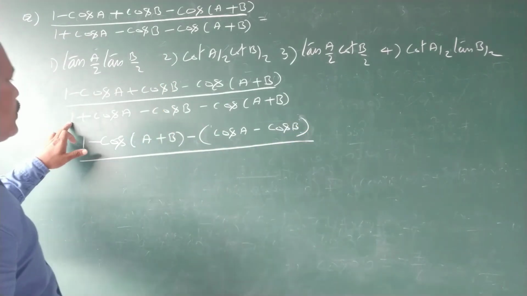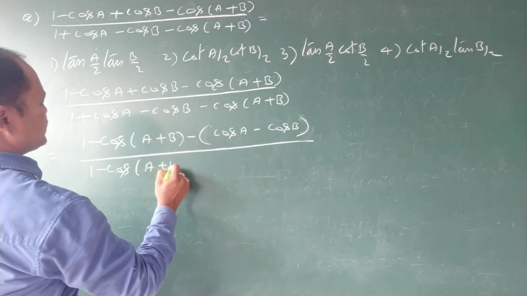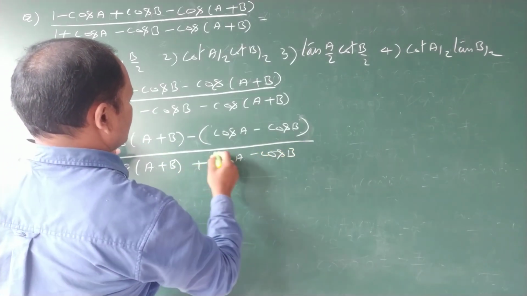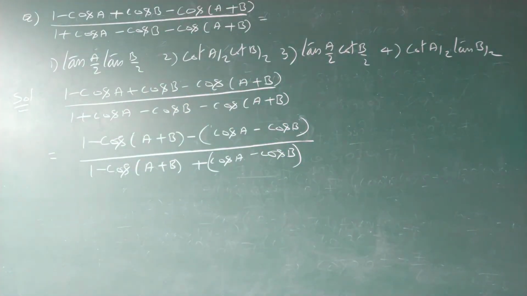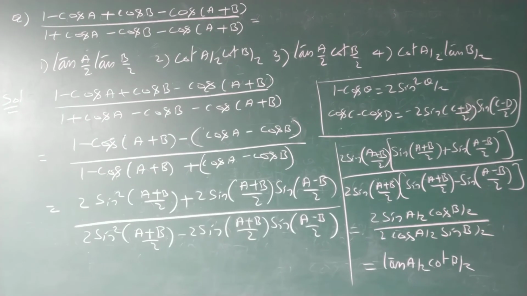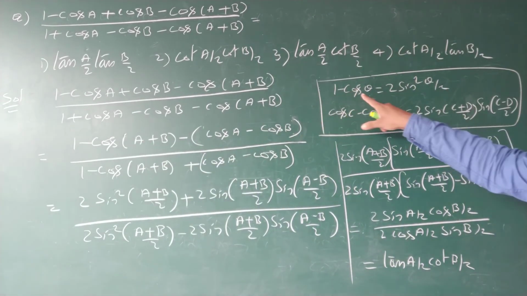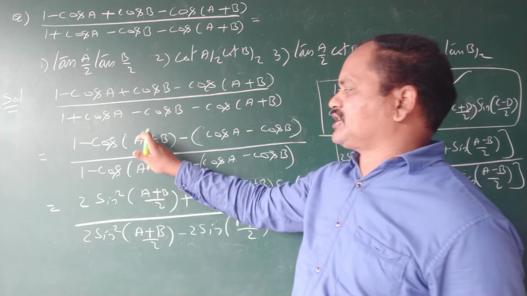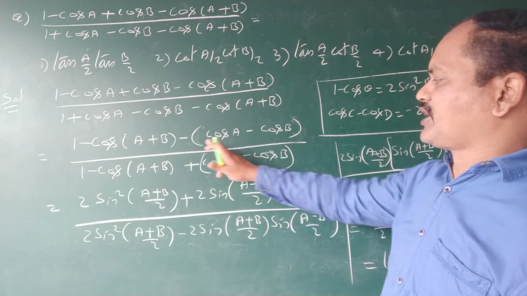In the denominator, we take 1 minus cos of A plus B, plus cos A minus cos B. Now we have to apply the formulas for cos C plus cos D and cos C minus cos D. After rearranging, we apply the formula 1 minus cos theta is 2 sin square theta by 2, and cos C minus cos D is minus 2 sin of C plus D by 2 times sin of C minus D by 2. According to that, taking this as theta, it is 2 sin square theta by 2, and for cos C minus cos D, the minus and minus give plus.